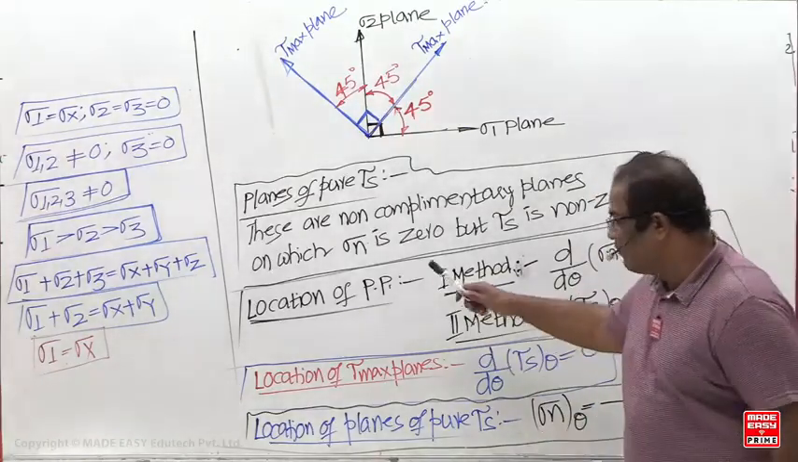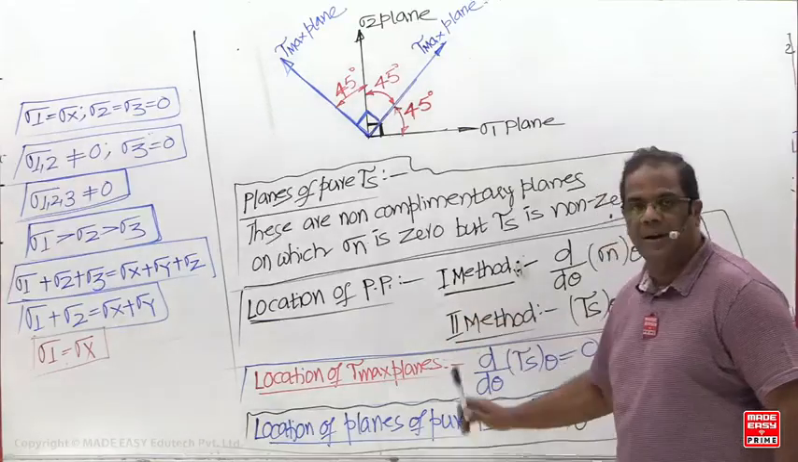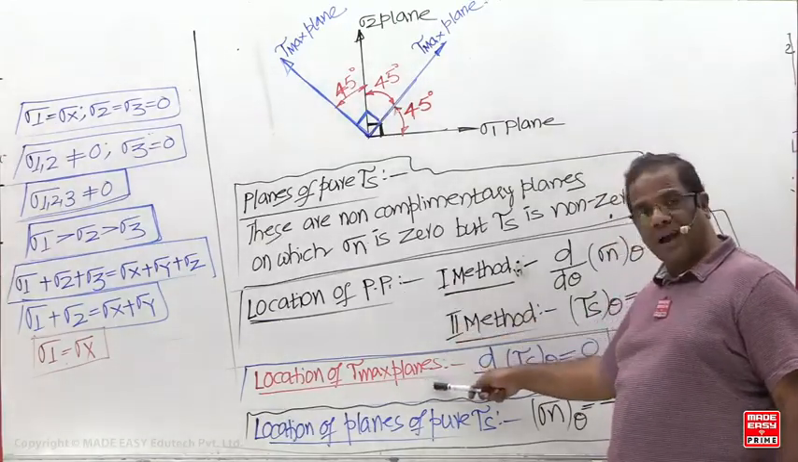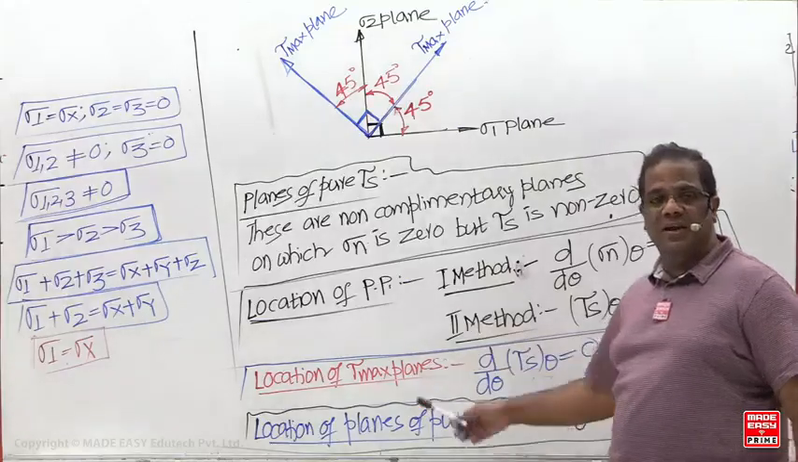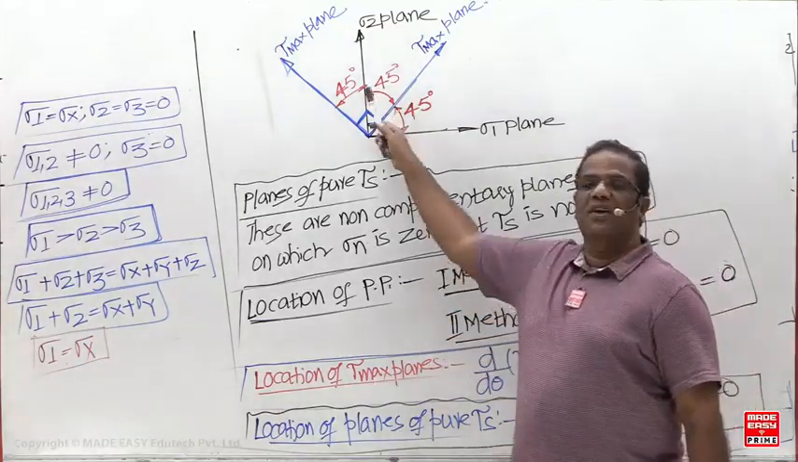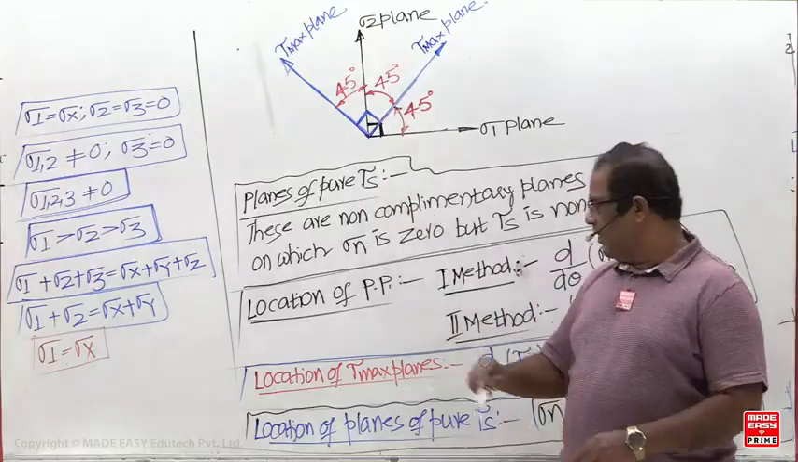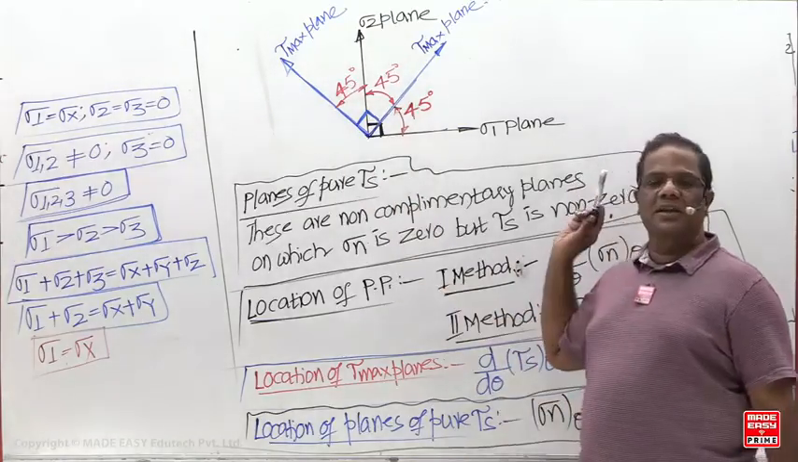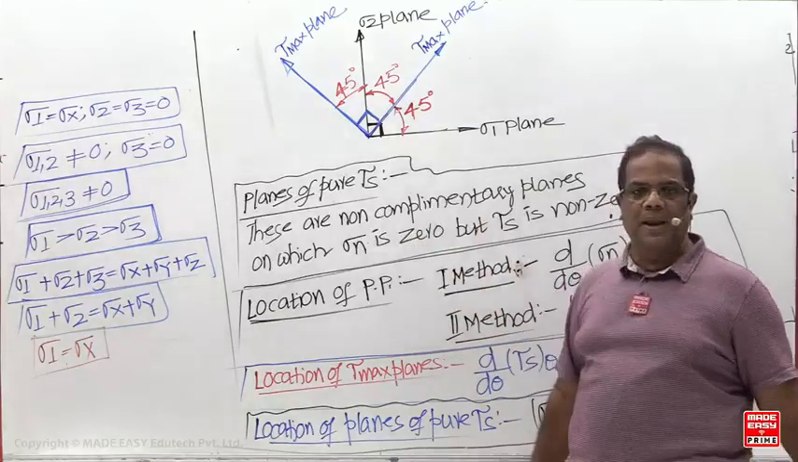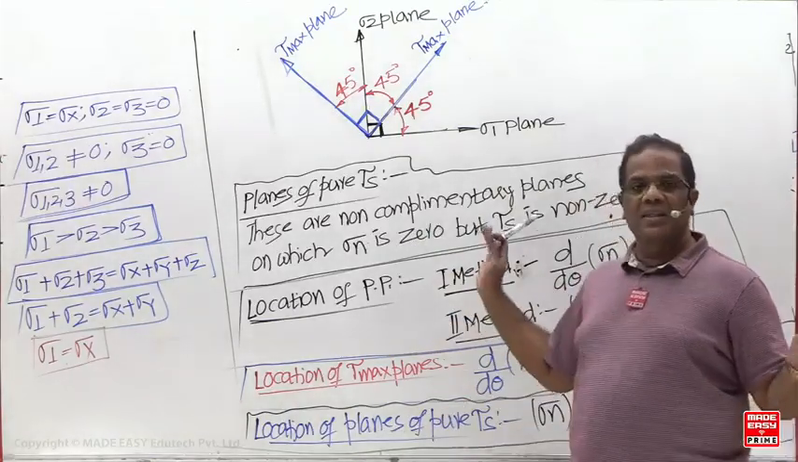Now, can anybody tell whether the first method or the second one is required? Do I need the principal plane location or the tau max plane, or are both required, or is any one sufficient? Any one. If I know this plane directly, these planes are at what angle? 45. If I know the principal plane directly, I can locate the tau max plane. Or if I know the tau max plane directly, I can locate the principal plane. So out of these, any one is required.